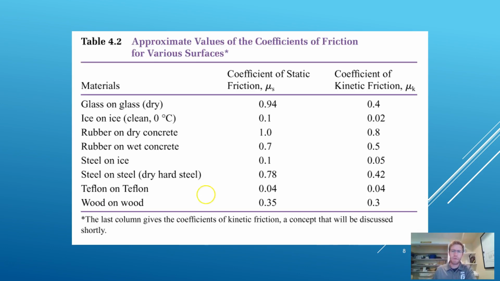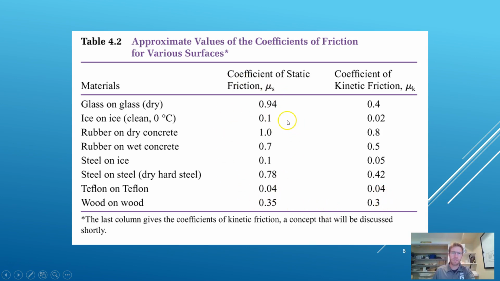Here's a table that I found with just a few examples of coefficients of friction. In this column you see static coefficients of friction, and in this column you see kinetic coefficients of friction. And as I said, in almost all cases, your static coefficient of friction is larger than your kinetic coefficient of friction. The only exception in this table is Teflon on Teflon, where the coefficients of friction are approximately equal to one another. But in all other cases, the static is larger.